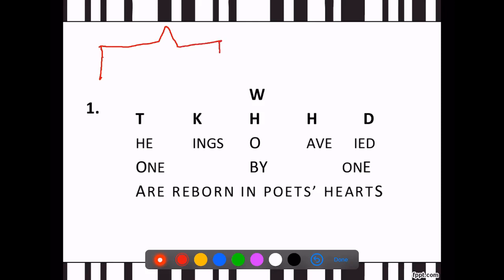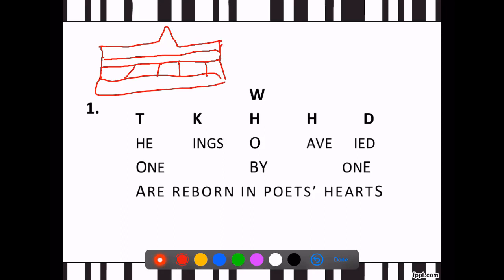Then you see the second line. The second line is straight like this. The third line, still the same length, right? But the third line, you see, it's one by and then one. And then the last one, you've got all of this. So imagine this is a crown, okay? See? It can be like this.